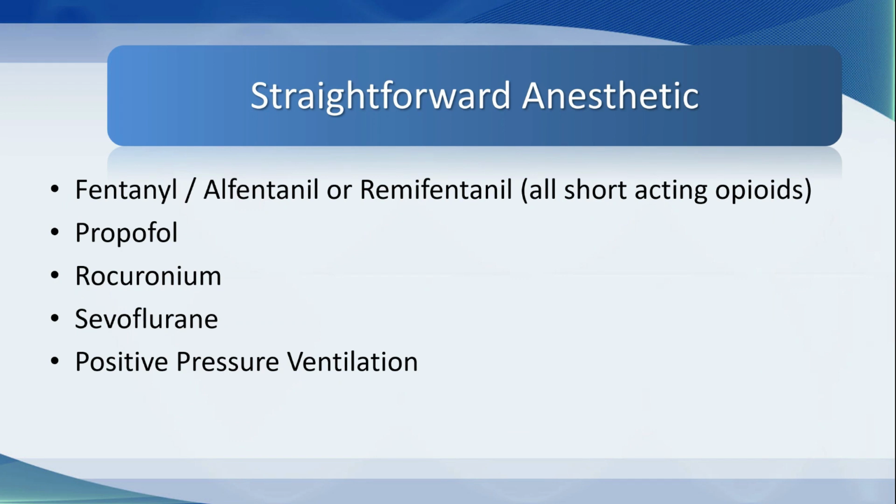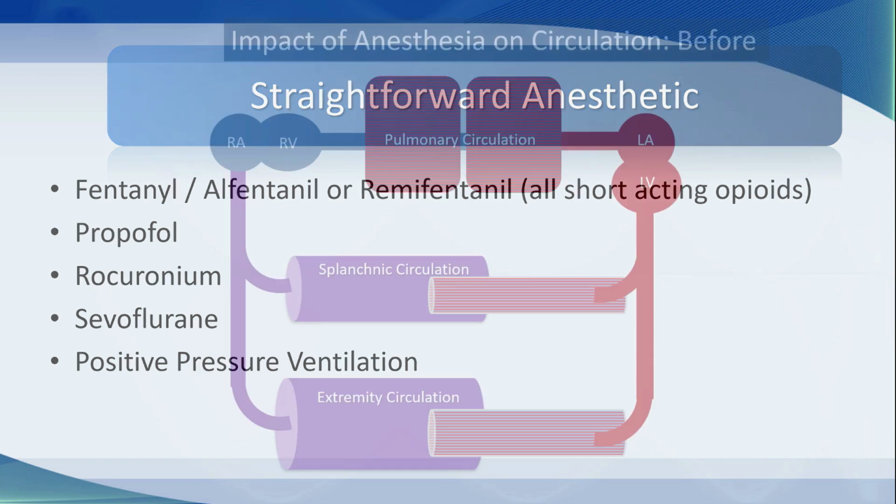A straightforward anesthetic looks a bit like this. Patients are usually given a short-acting opioid like fentanyl or alfentanil or a continuous infusion of remifentanil to blunt the adrenergic response to intubation and incision. The anesthesia is induced with either propofol or a thiobarbiturate. The patient may receive a muscle-relaxing drug such as rocuronium or vecuronium. If they receive that, they will require positive pressure ventilation, usually with PEEP, and they're kept asleep with either a continuous infusion of propofol or sevoflurane or desflurane or equivalent volatile anesthetic agent for the duration of the case.